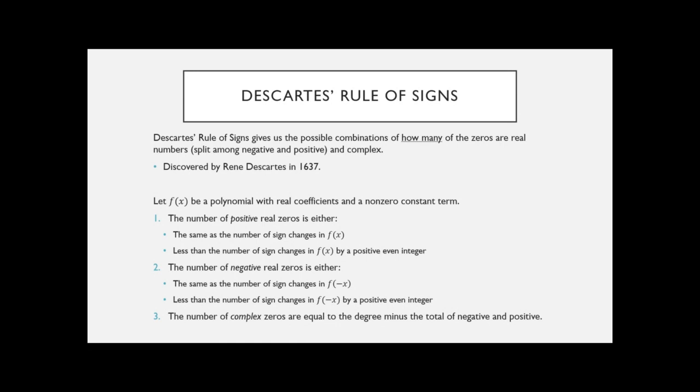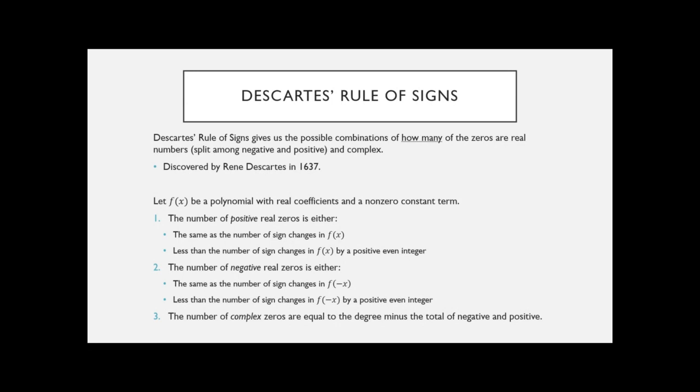So the number of negative real zeros, it's basically the same rule, but you look at f of negative x. So you plug in negative x for your function, and then you simplify, count how many times your coefficients change sign, and then you subtract by 2. And then for the number of complex zeros, you have the total degree. The degree tells you how many zeros you have, and so they have to add up to the degree.